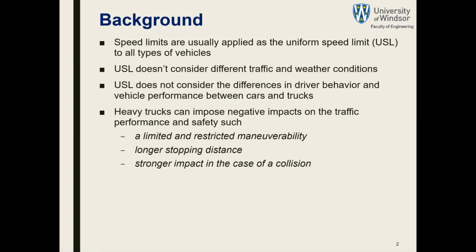So, as we all know, speed is one of the most important factors affecting the crash risk on highways. Neglecting the speed on roads and highways will lead to a higher number of crashes. For this reason, speed limits have been posted to regulate the speed of vehicles. The speed limits are usually applied as a uniform speed limit, the same speed limit for all types of vehicles, like cars and trucks. USL does not consider the different traffic and weather conditions, and also the uniform speed limit does not consider the difference in driver behavior and vehicle performance between cars and trucks.